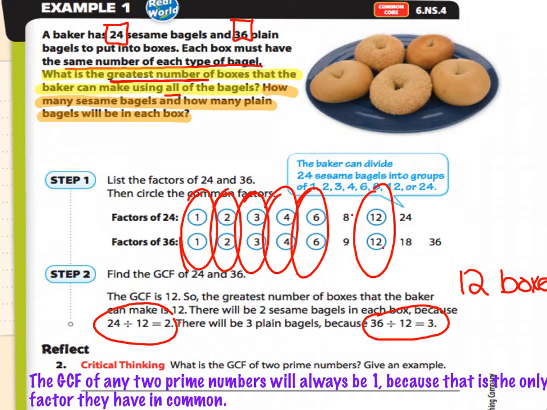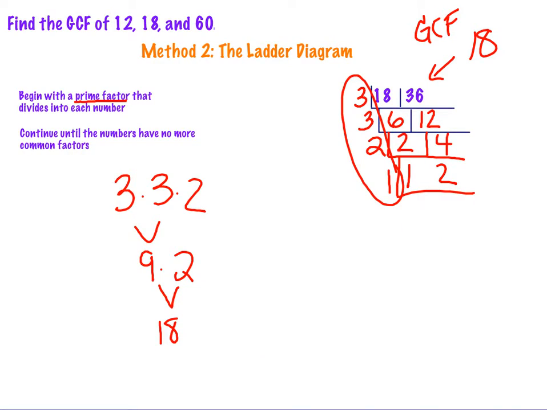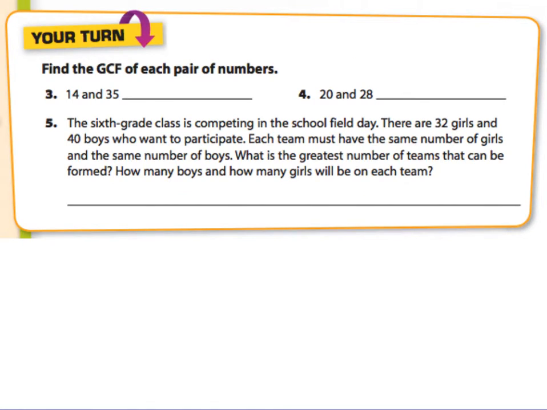Okay, and then given an example, so like 2 and 3. If I list the factors of 2, they are 1 and 2, and the factors of 3 are 1 and 3. So the GCF there would be 1. All right, so there's our ladder method example.